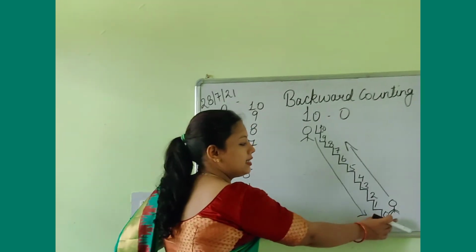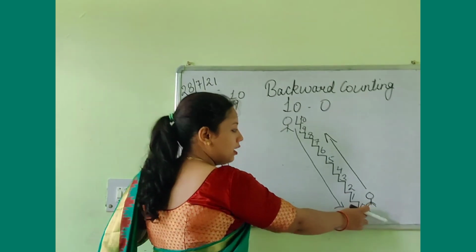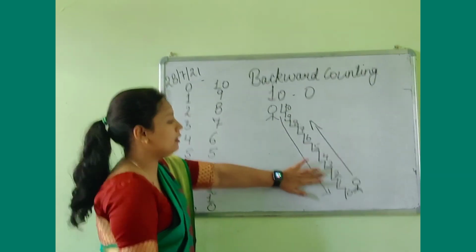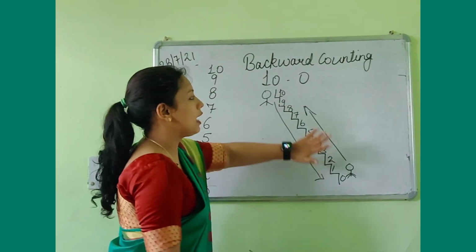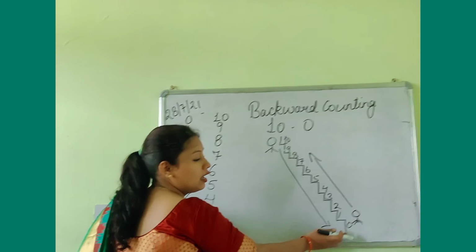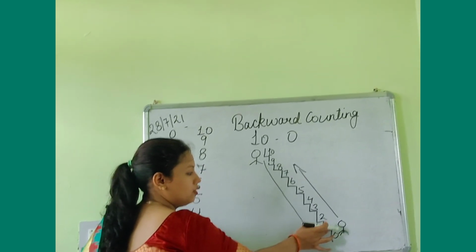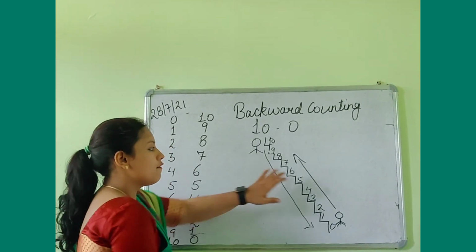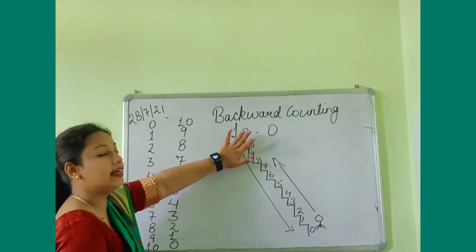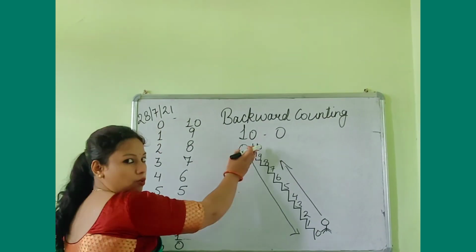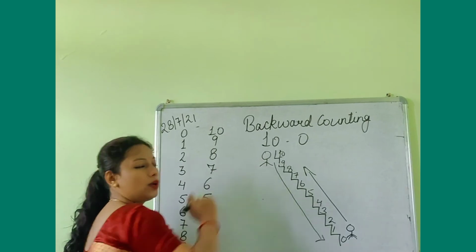Suppose a child is standing here. These are the stairs. Assume that these are the 10 stairs. He wants to climb up. He will climb from 0 to 1 to 2, 3, 4, 5, 6, 7, 8, 9 and 10. This is called forward counting. This will be the forward counting.